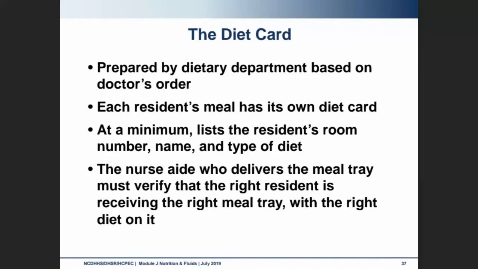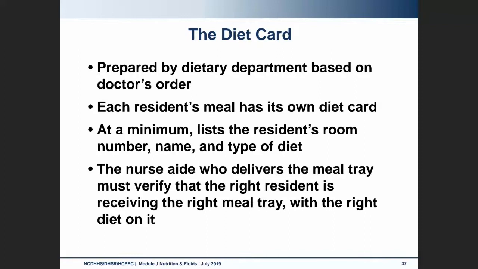So as nurse aides, we're often the ones delivering the meal trays. We have to verify that the right resident is receiving the right meal tray with the right diet on it. If I hand a meal tray to Mr. Smith and it says, Mr. Smith, room 303, regular diet, or let me do a different example.